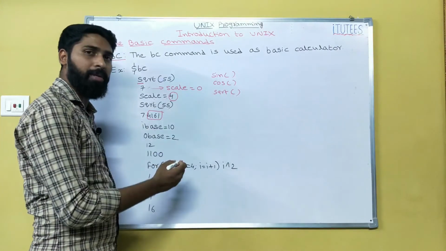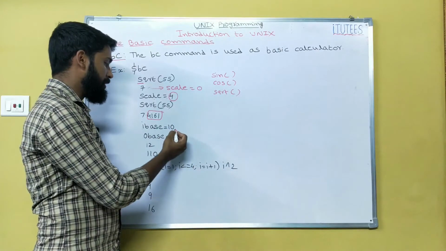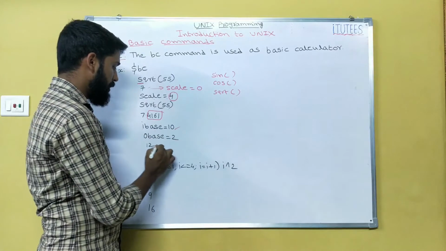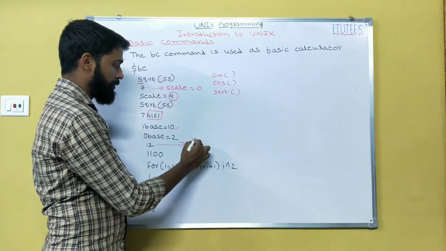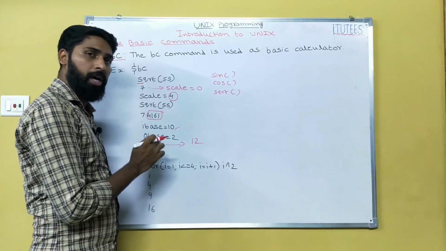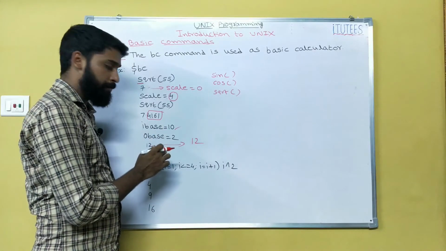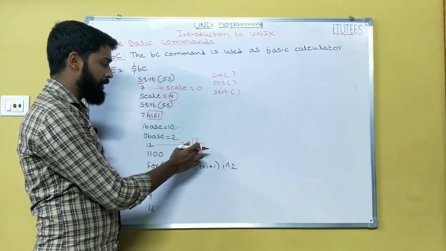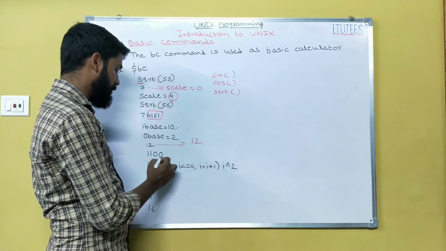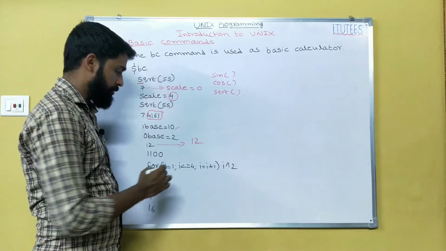That means if I give the input, it is taken in the form of base 10. For example, here I am giving 12 as input. This is 12, so what is the base? 10. Now the output is printed by using base 2. What is the base 2 of 12? That means this is converted to the binary value 1100.